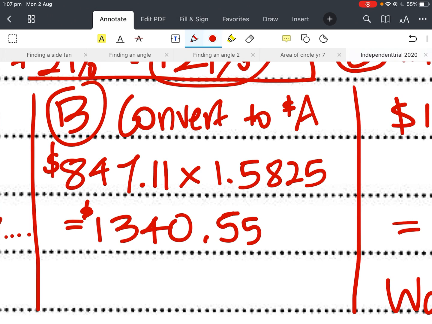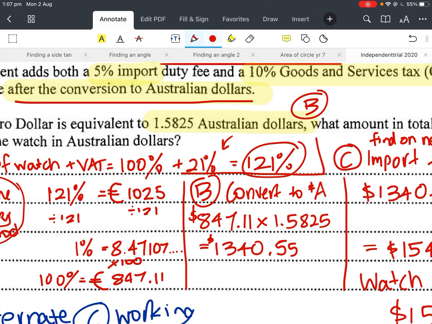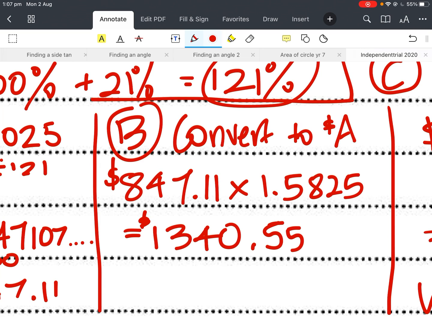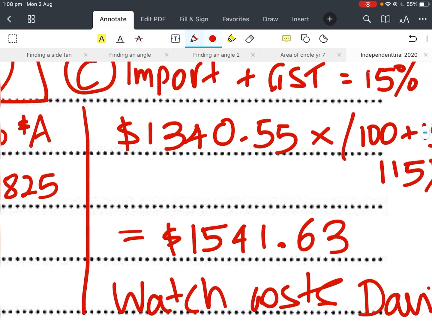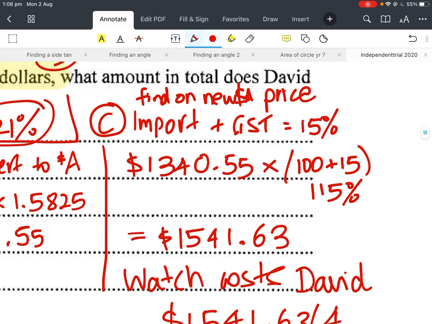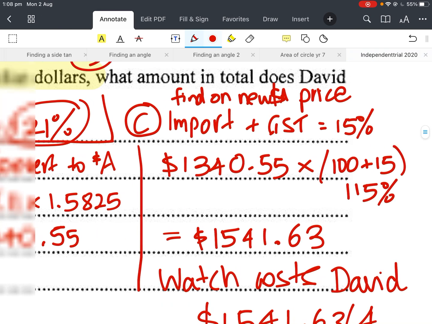So I took my answer of €847.11, and I multiplied it by the conversion rate up here. Okay, so that gave me $1,340.55. So that's how much the watch is before our own GST is added. So then the third thing I had to do was add on the 5% import duty and the 10% GST. Now I needed to do both of them on the original cost of the watch from over here.